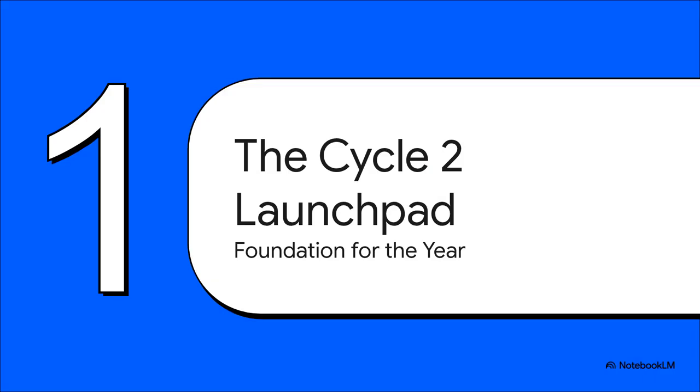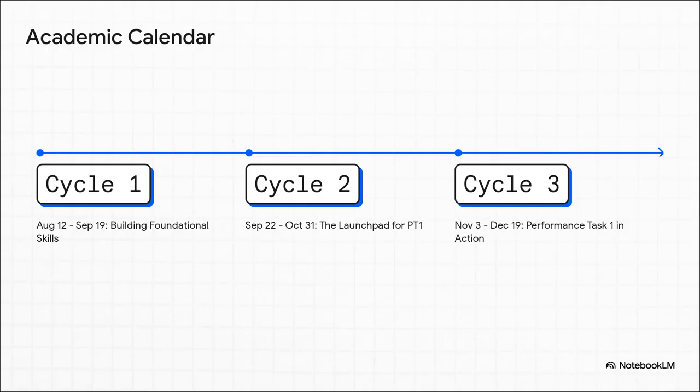So, first up, let's talk about why Cycle 2 is so much more than just another unit on the calendar. You really have to think of it as the foundation for the entire year. I mean it. Get this part right, and everything else just falls into place so much more easily. If you look at the calendar, you'll see Cycle 2 is placed so strategically right in the heart of the fall semester. It acts as the perfect bridge, taking all those foundational skills from Cycle 1 and getting students ready to apply them directly to Performance Task 1. It's not just another step, it's the official ramp-up.